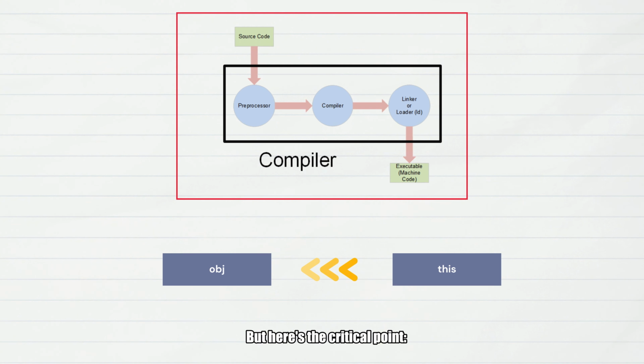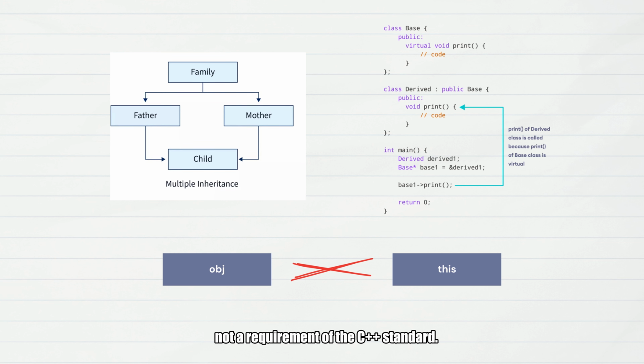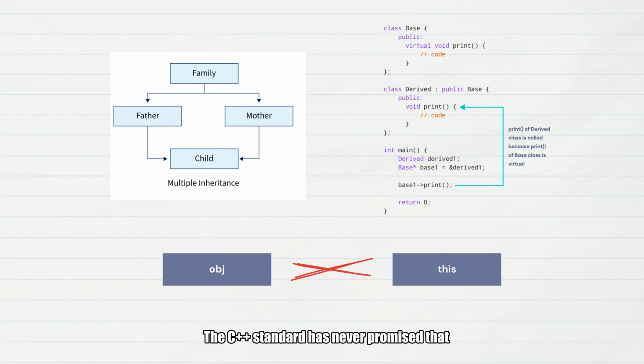But here's the critical point. This is merely a common compiler implementation, not a requirement of the C++ standard. The C++ standard has never promised that the this pointer must point to the object's start address. It just happens to be implemented this way in most cases. And once your code involves complex scenarios like multiple inheritance or virtual functions, this perfect illusion shatters instantly.